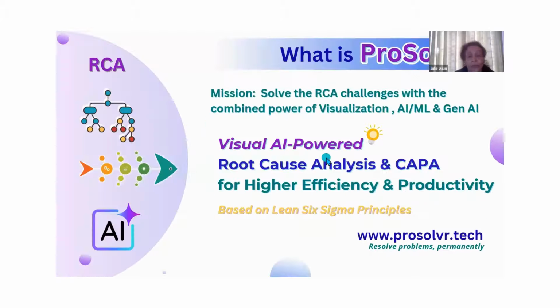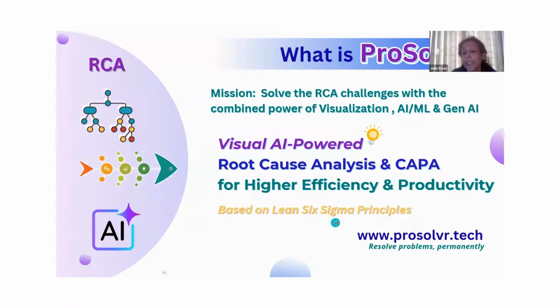So here we are trying to address all these challenges with ProSolvr. This is our mission, and we are agnostic to technology. We are agnostic to domains. We have worked with petrochemicals, with automotive, with pharmaceuticals, with the food industry. The goal is to solve these challenges, which are universal, with the combined power of visualization, machine learning, and now generative AI. So it is meant for increasing the efficiency and productivity of our RCA process and the CAPA handling.